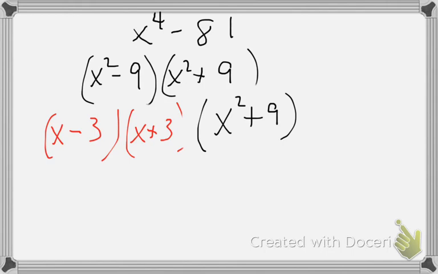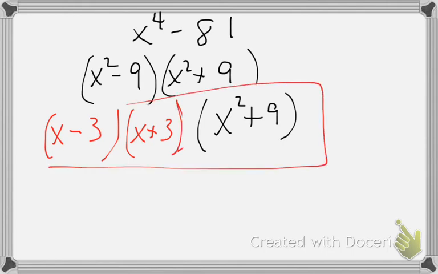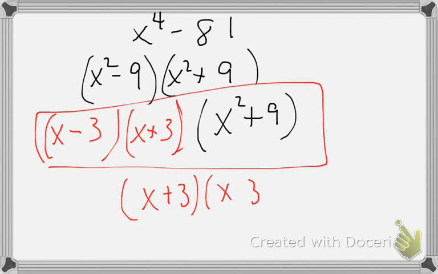So if I'm asked for the factors of this, I could write it like this. I could write it like this. So all I do is just move them around. You can move them around any way you want to. You get many different combinations, but either one is right.